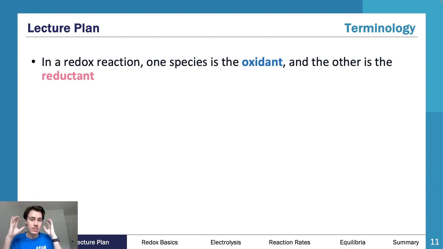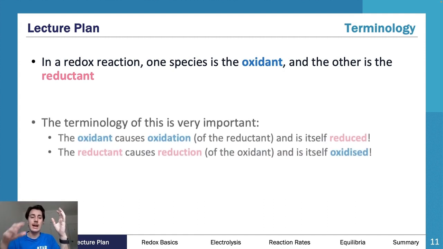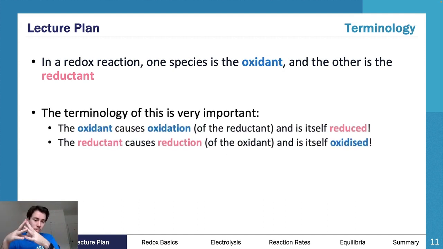In a redox reaction, one species is the oxidant and the other is the reductant. That's really important to understand. And the terminology is super important. Now, I don't want to harp on about this because I feel like sometimes the more you talk about this, the more you confuse yourself. But it's important to understand that the oxidant itself is reduced, but causes oxidation of the other species, much like how a teacher does the teaching. Again, the same thing. The reductant causes reduction, and therefore it itself is oxidized.